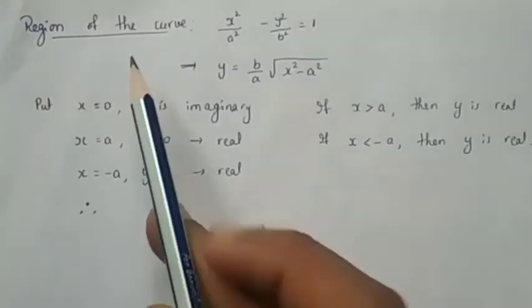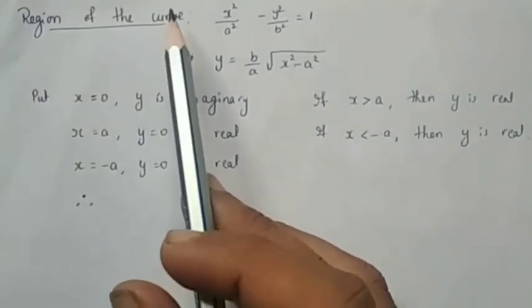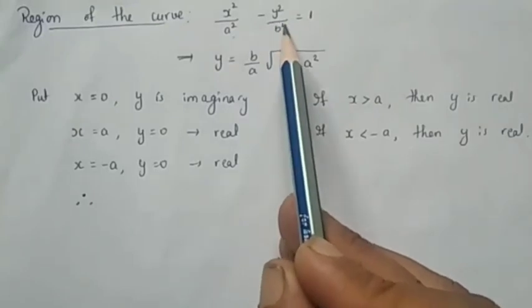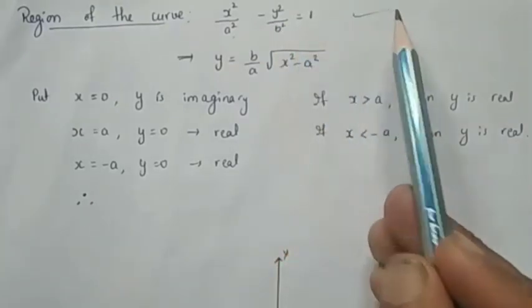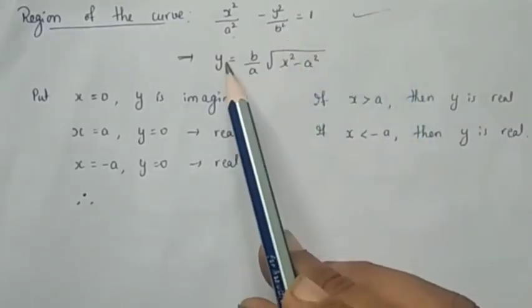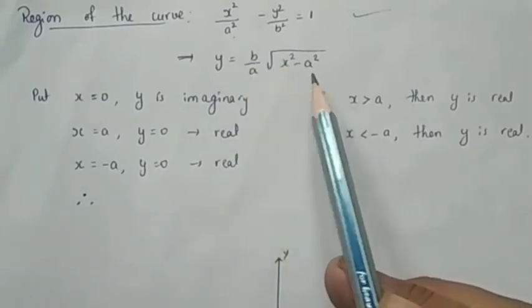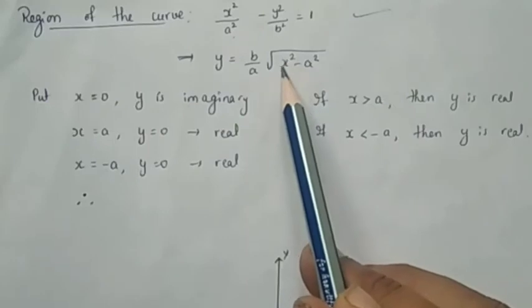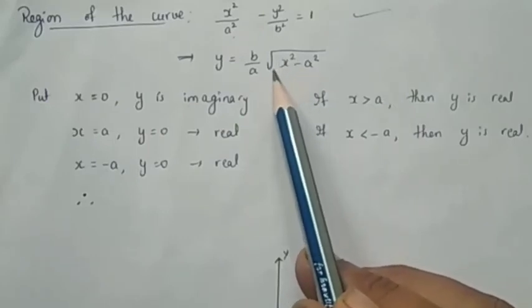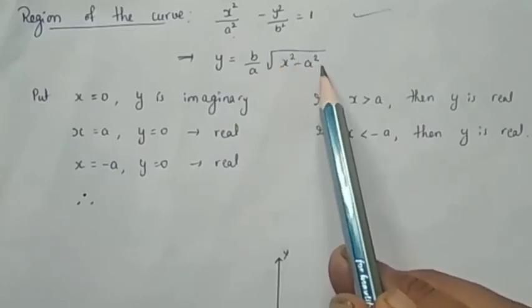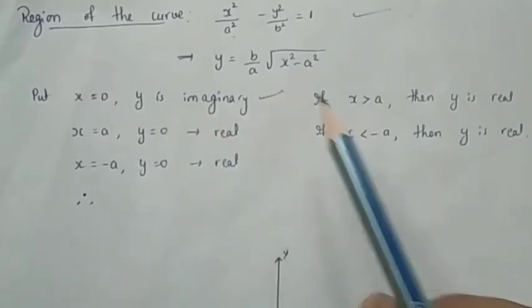The next point is the region of the curve. x square by a square minus y square by b square is equal to 1 is the equation of the curve. This can be written as y is equal to b by a square root of x square minus a square. Put x is equal to 0. You get the square root of a negative value. Hence we say y is imaginary.